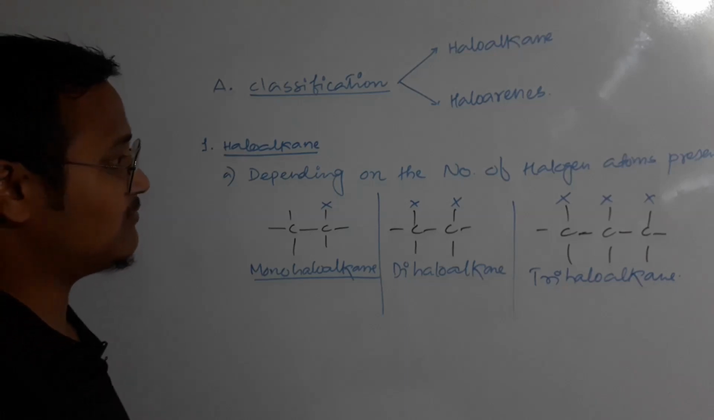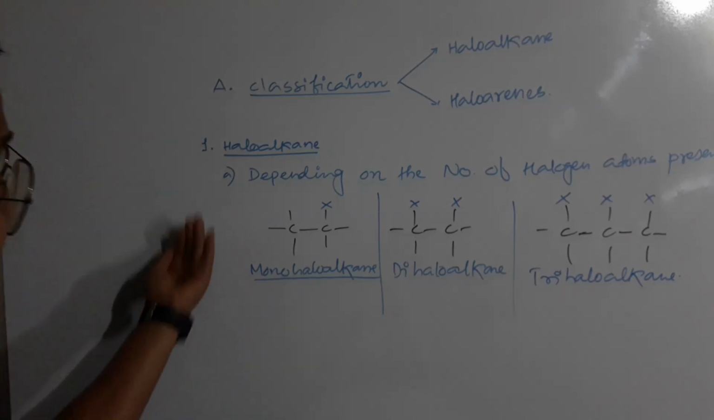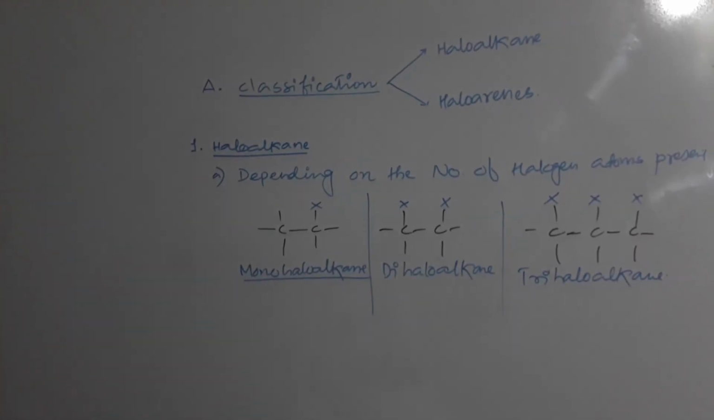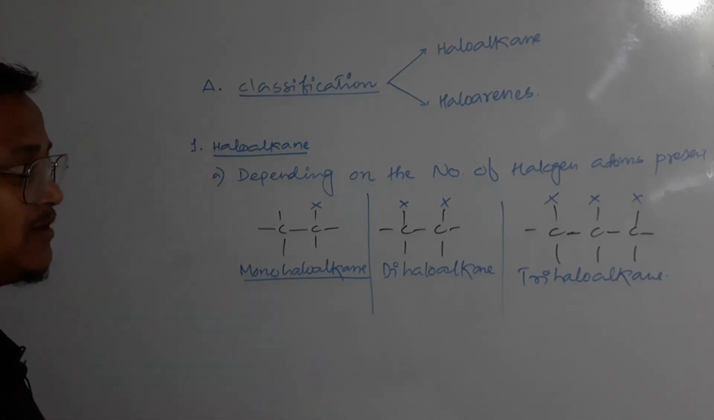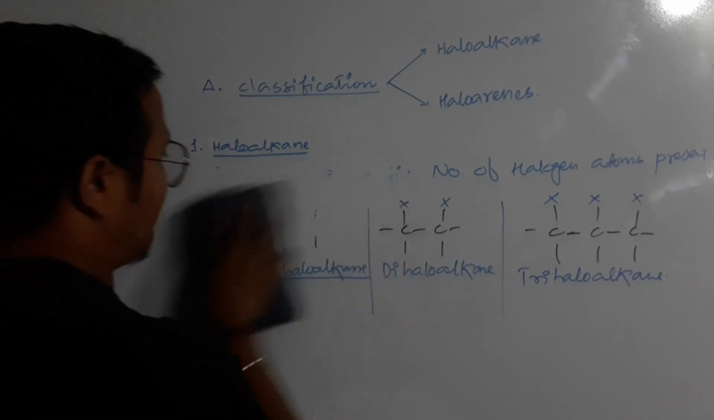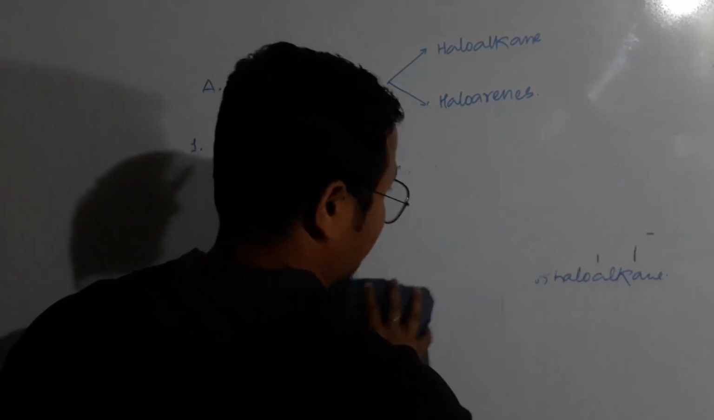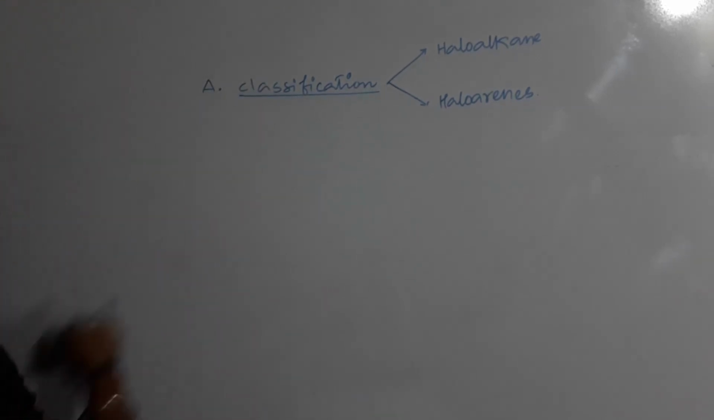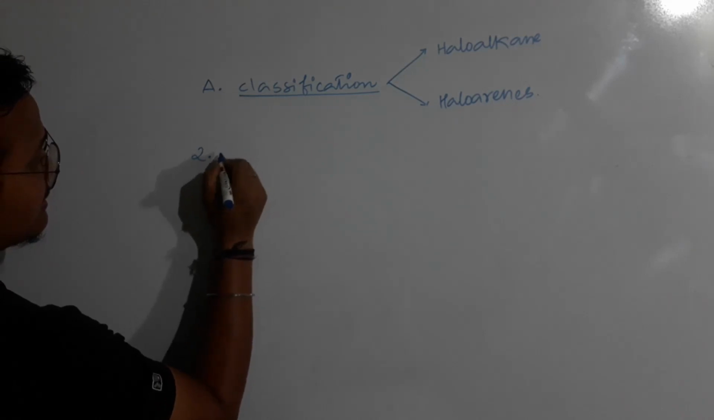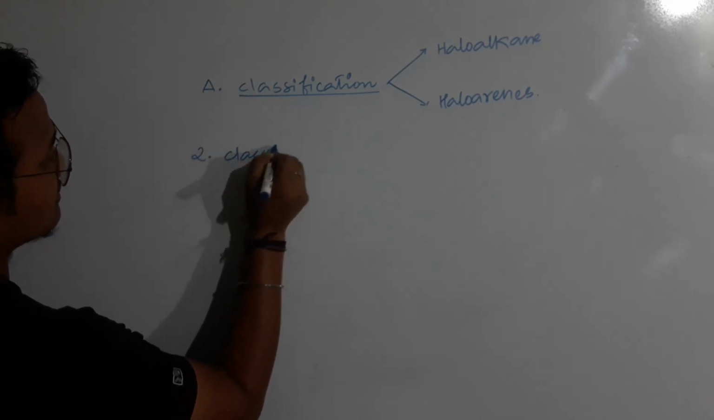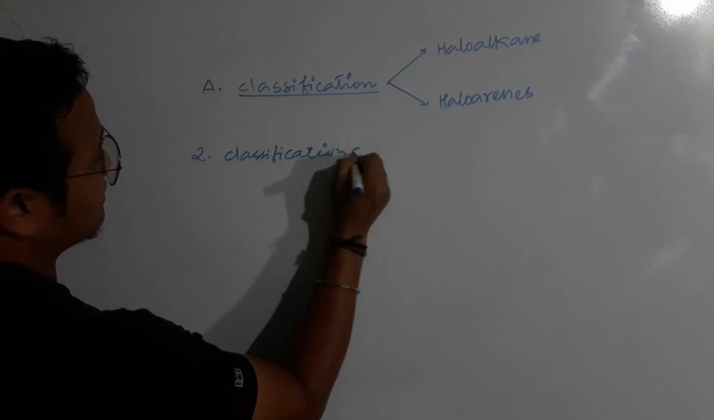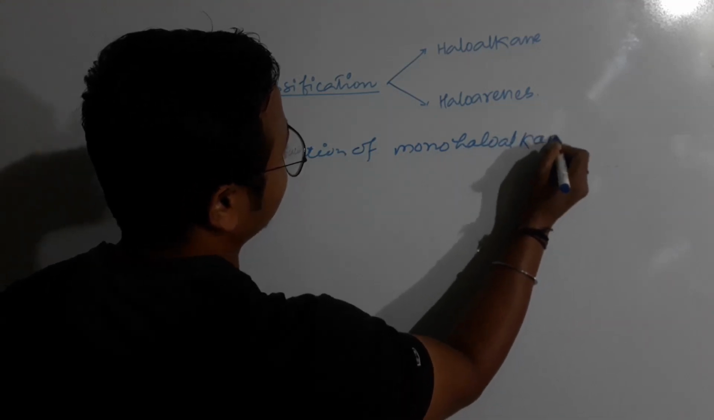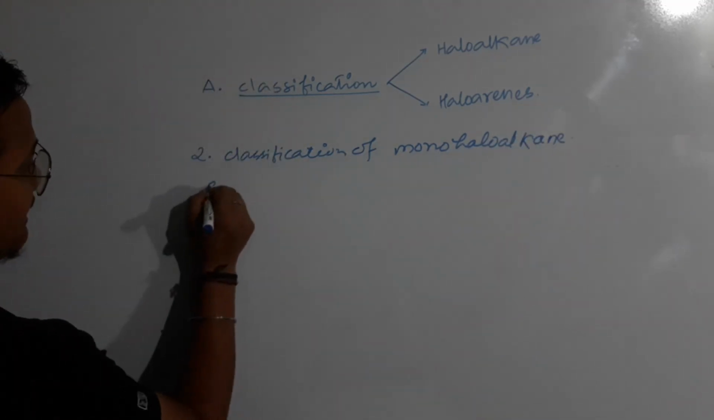Okay. Now this monohaloalkane can further be classified, and we will discuss that particular classification now. This one is very simple, right? Regarding its classification, we will have a number of bases there. So number 2, the classification of monohaloalkane.